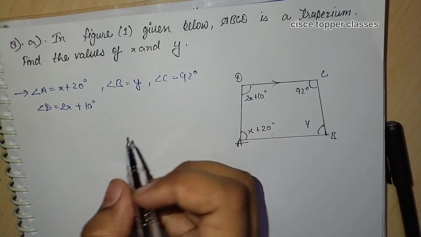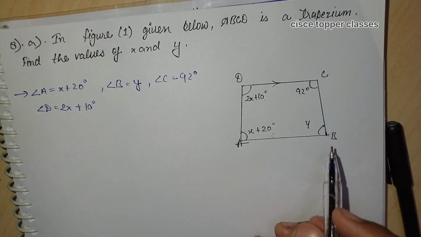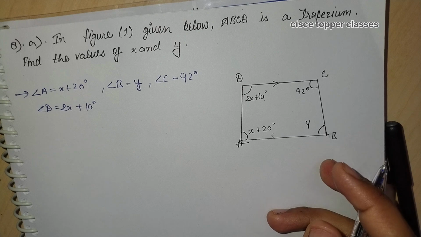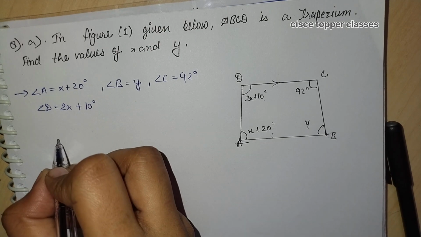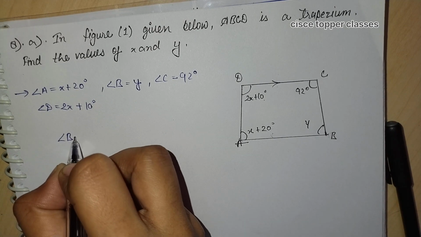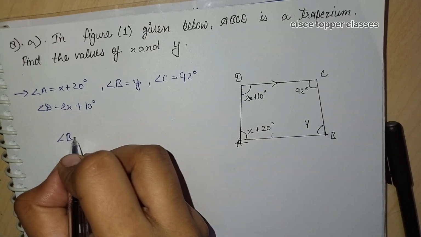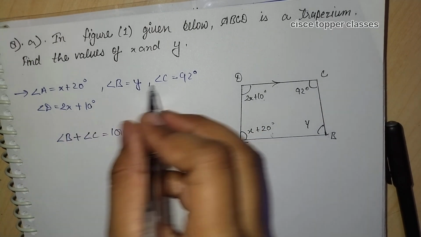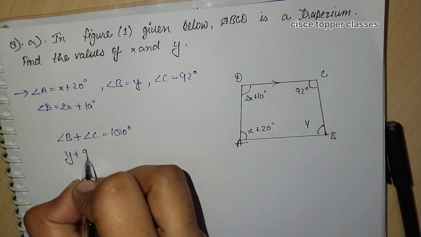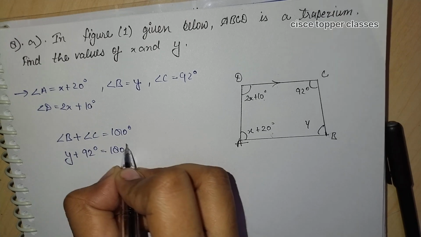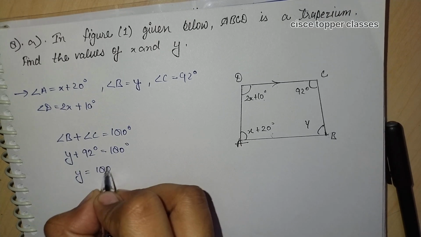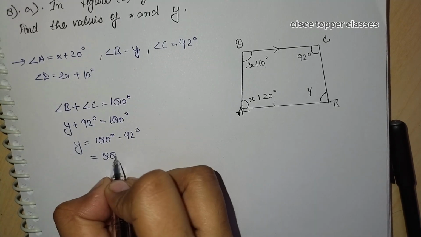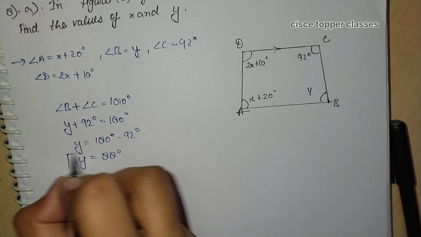Firstly, since ABCD is a trapezium, the adjacent angle sum is 180 degrees. So angle B plus angle C is equal to 180 degrees. Putting in the values, y plus 92 degrees equals 180 degrees, and we can find the value of y as 180 degrees minus 92 degrees. So this will be equal to 88 degrees. This is the thing which we have to find here.